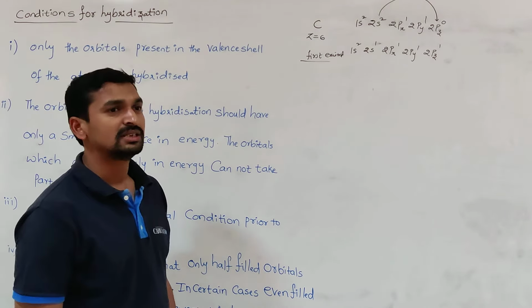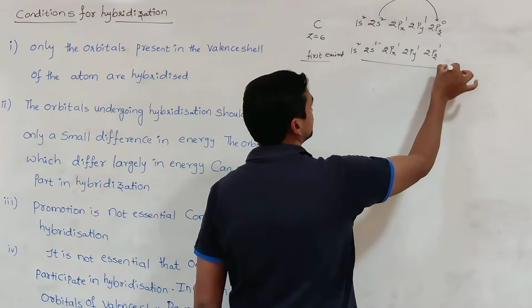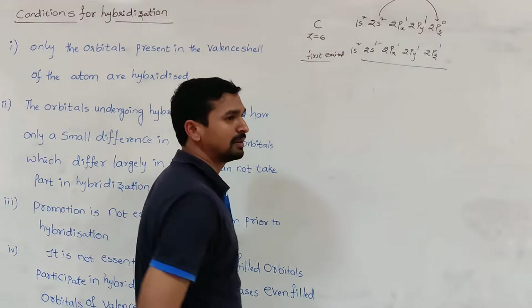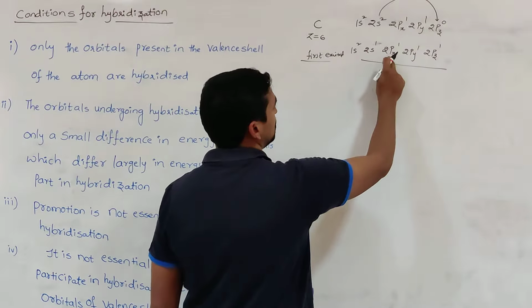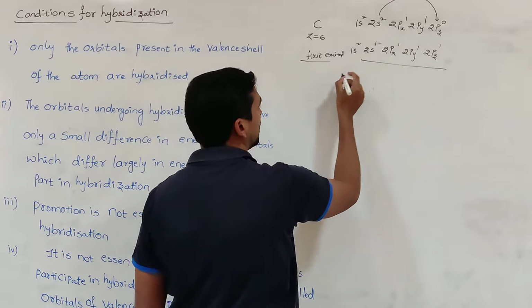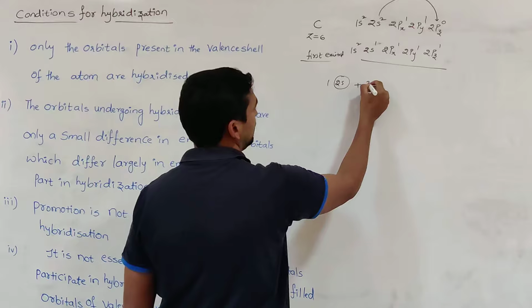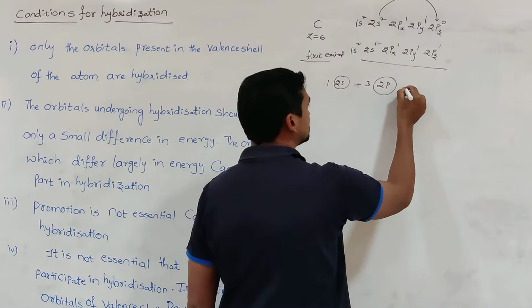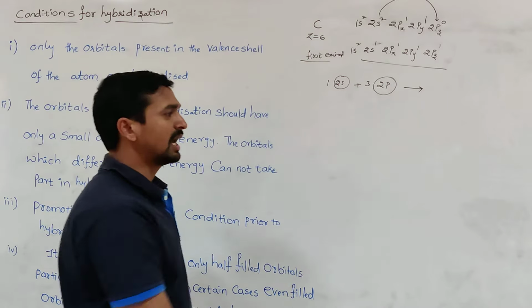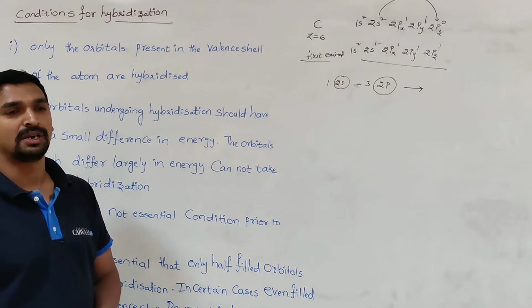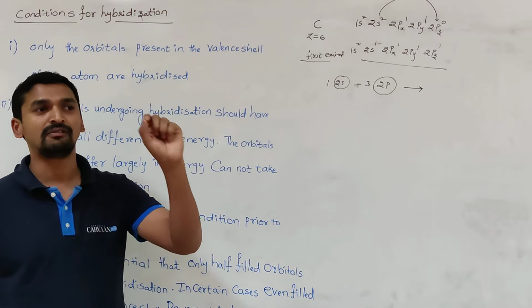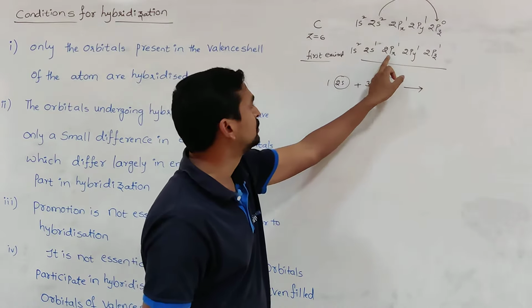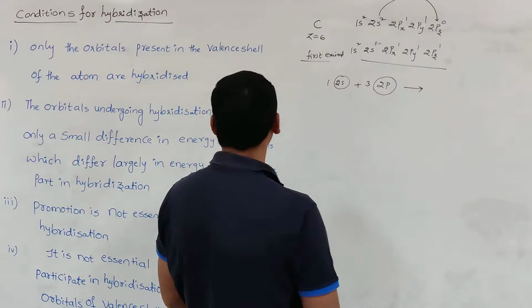What is the valency shell? The second shell. So in the second shell, how many orbitals are present? 2s orbital, 2px orbital, 2py orbital, 2pz orbital. All these four orbitals, one 2s orbital and three 2p orbitals, are involved in the hybridization. So how many hybrid orbitals are formed? 4. Because what is the characteristic of hybridization? The number of hybrid orbitals formed is always equal to the number of atomic orbitals involved. How many atomic orbitals are involved? 1, 2, 3, 4. That's why 4 hybrid orbitals are formed.